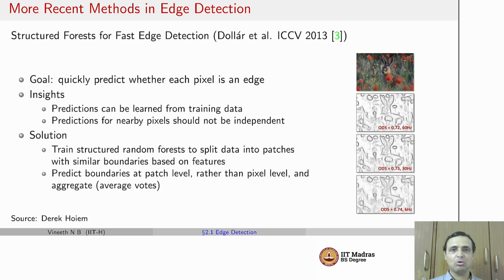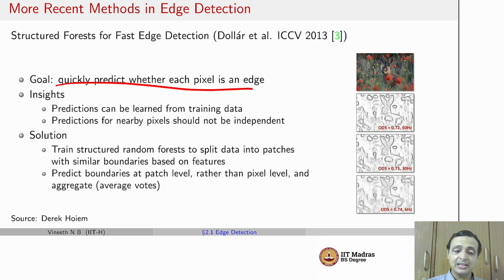There has also been another method called structured forests for fast edge detection that was proposed in 2013, where the idea was, once again, to use machine learning based methods to be able to quickly predict whether a pixel is an edge or not. And the insight that they try to use is that edges can be learned by looking at past data. You don't need to exactly compute a derivative at a pixel. You can just learn from past data about how edge pixels look and simply apply that machine learning based classifier to a pixel in this particular image to give you the outcome of whether that pixel was an edge or not.